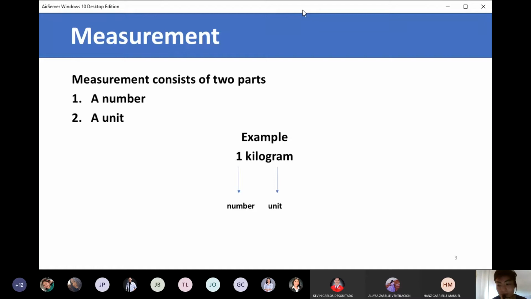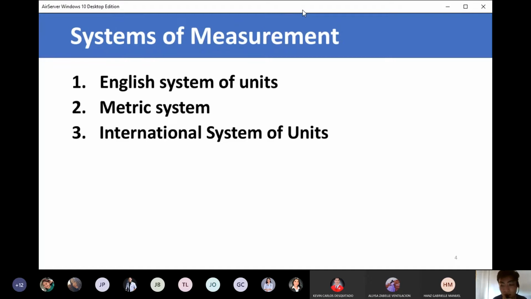So it dates back centuries ago. So punta muna tayo sa history. Mag-history class muna tayo. Okay, sa measurement, we have three different types of measurements, dating back even before the common era pa, before the Christ era. We call them imperial measurements, or commonly known as the English system of units.